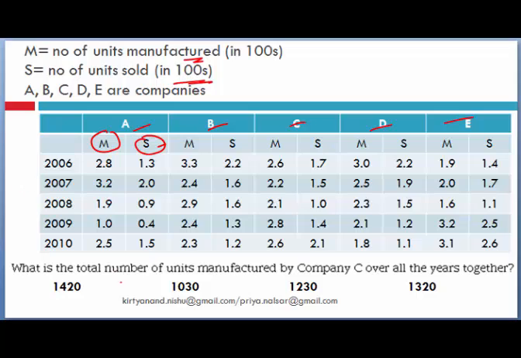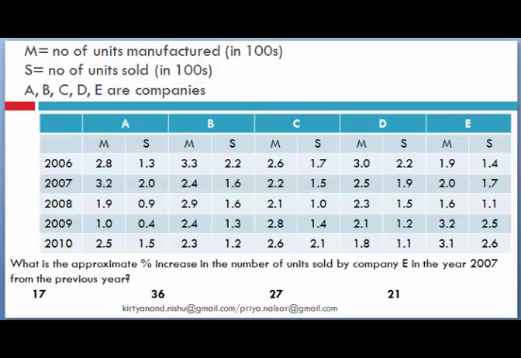Okay, so the first question, we will see how quickly we do this. What is the total number of units manufactured by company C over all the years together? So we have to find this total. It is all 2.6, 2.2 and so on. There is a 2 in everywhere across the 5 years, so that makes it 10 already. Now the remaining digits: 6 and 1 is 7, 6 and 8 is 14... adding up to 2.3. That makes it 12.3, and you can easily say that this is the right answer. So we'll move on to the next question.